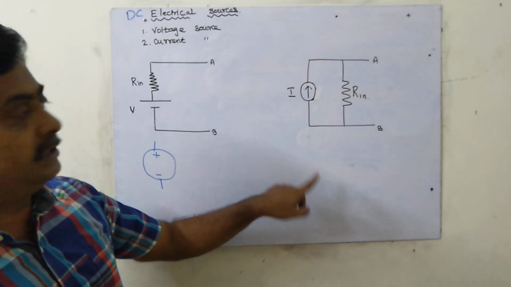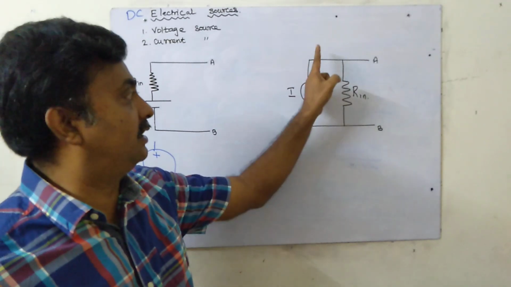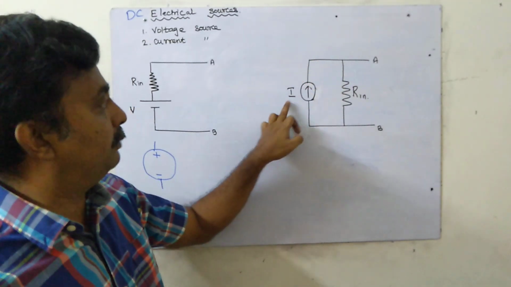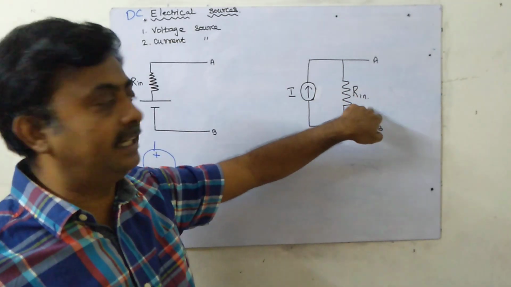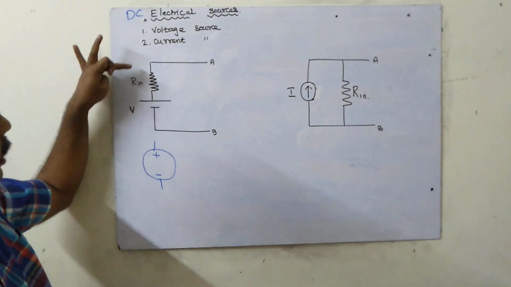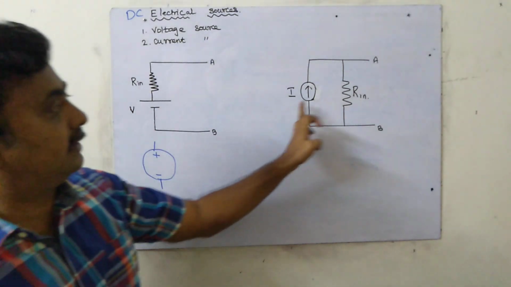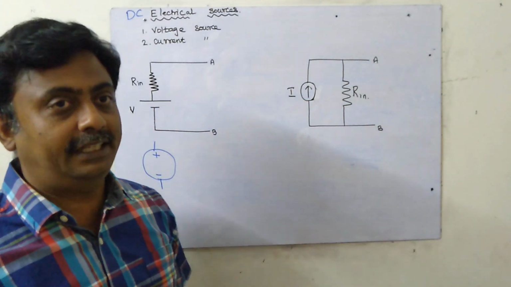How is the current source denoted? A current source is denoted by a current I and an arrow mark showing the direction in which the current is flowing. For example, 5 amps means 5 amps of current is flowing like this. With internal resistance, the internal resistance is connected in parallel. See, here the internal resistance is shown in series with the battery; here it is connected in parallel. Actually this resistance is inside the current source.